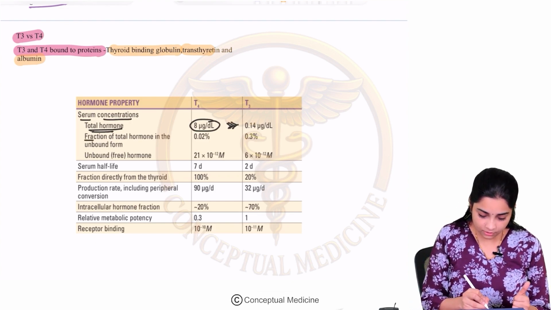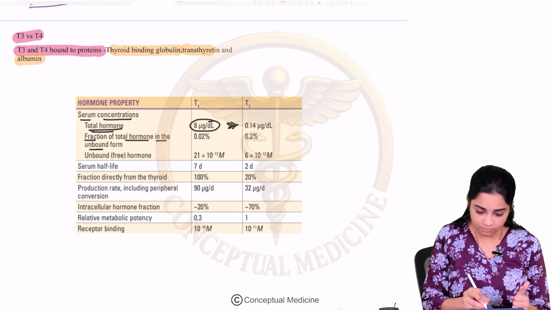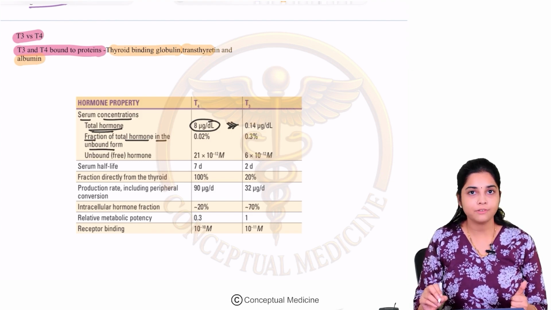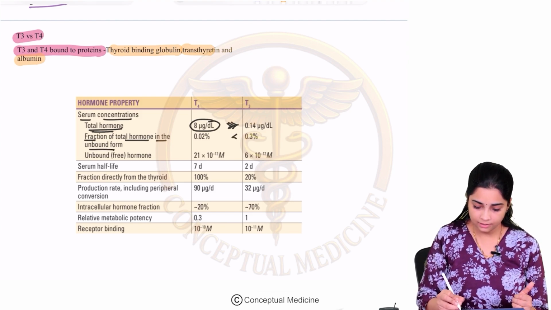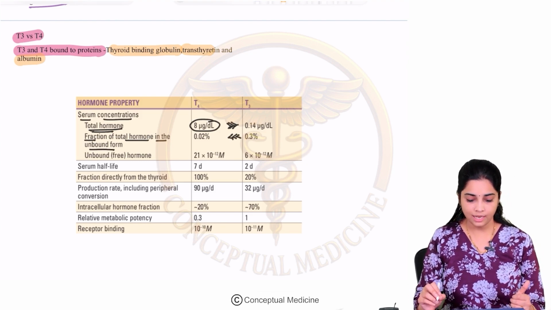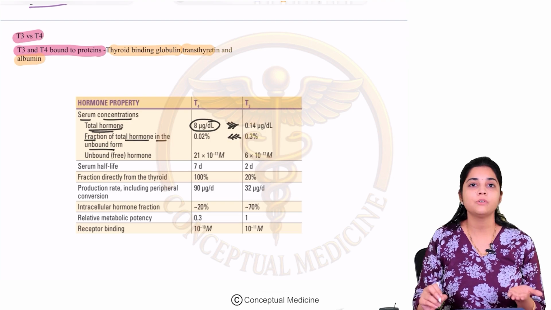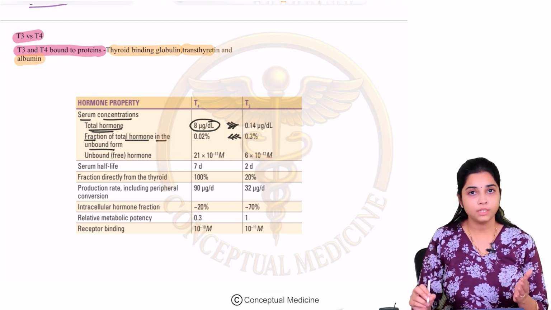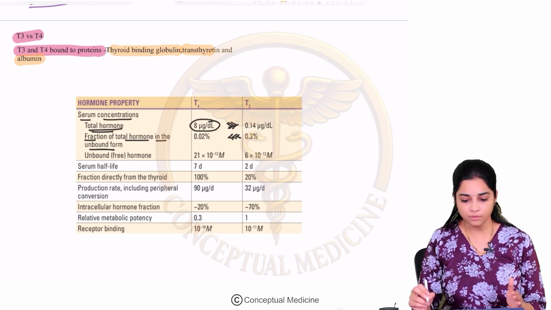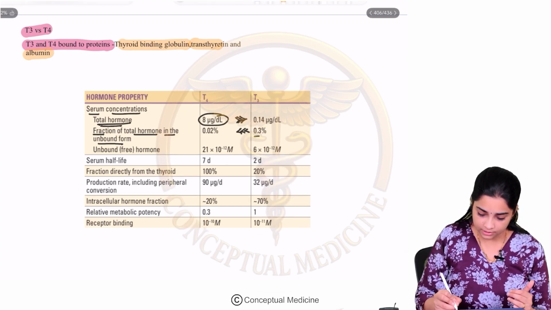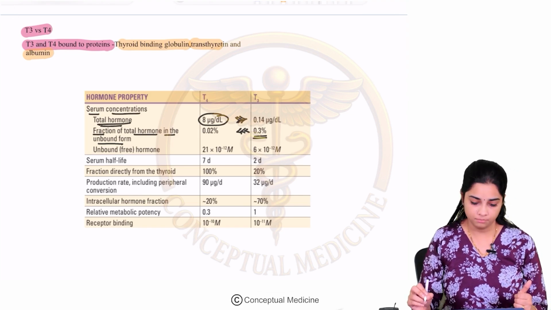Then fraction of total hormone in the unbound form. So when you look at the fraction of total hormone in the unbound form, this is higher for T3. T4 is only 0.02% unbound. But when it comes to T3, it is usually much more unbound.